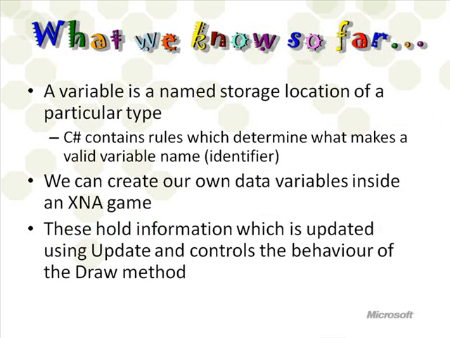Okay. So what we know so far is that we put data in our program into variables, and C# has a rule that determines what makes a valid variable, which is this: it must start with a letter and can contain letters, numbers, or the underscore character. We make our own variables because this is how we make our program store data. And in a game, the variables are pretty much the game world. Okay, and these variables hold information which is written to by the update method and pulled out to draw the actual picture by the draw method.